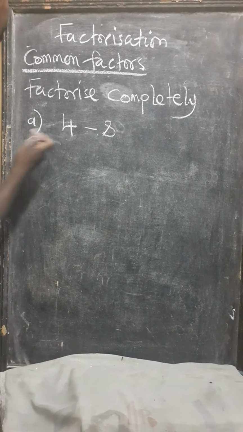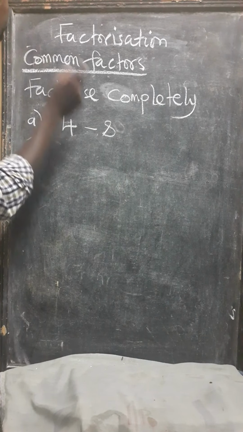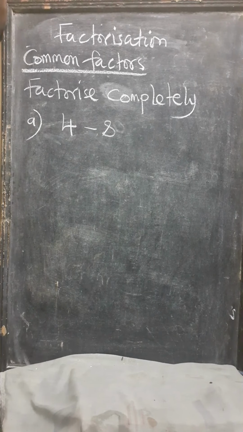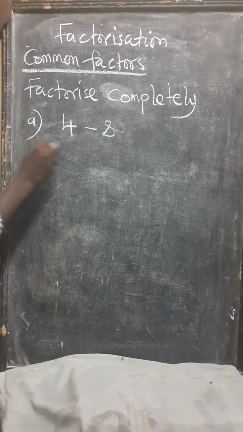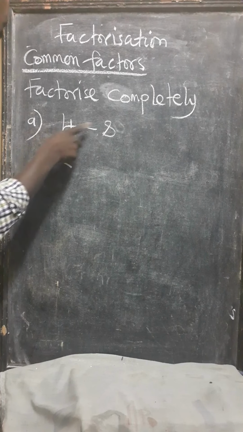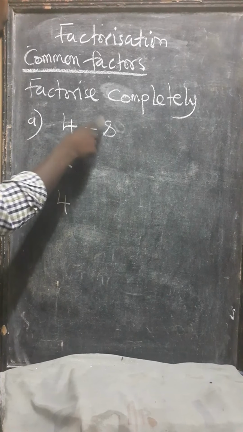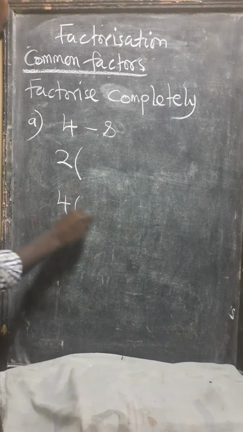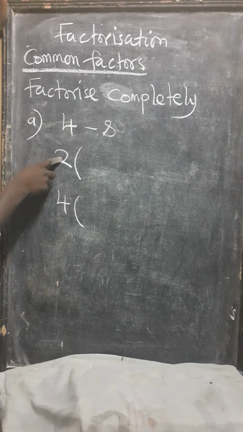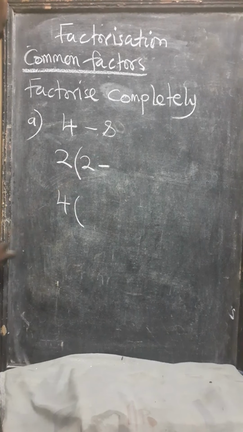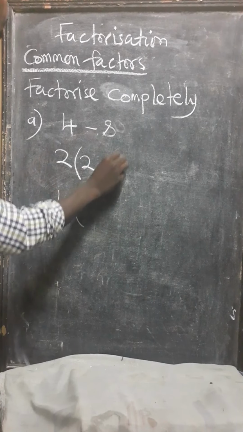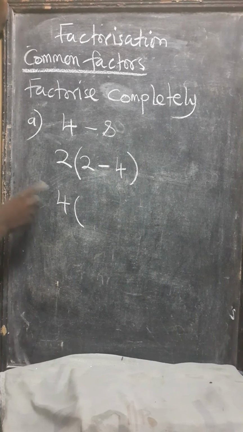So we look at this term and this one, and then ask ourselves, what is common? What numbers or digits can go into 4 and 8 without a remainder? Okay, so you're going to identify that 2 can go into 4 and 8 without a remainder. Also, 4 can go into 4 itself and 8 without a remainder. So now, when we divide this one by 2, what do we get? We get 2 minus, when we divide this one by 2, we get 4.